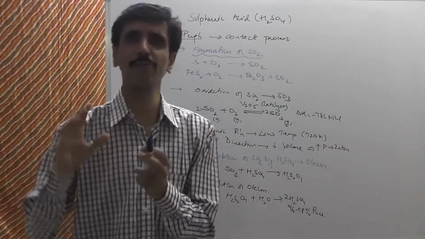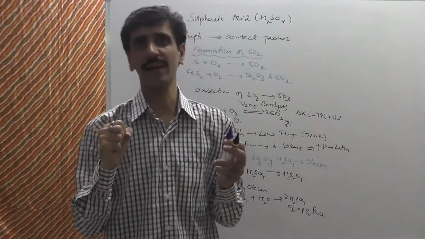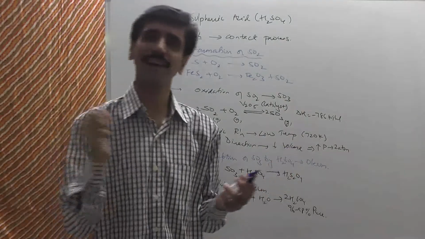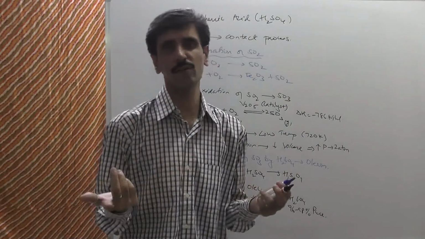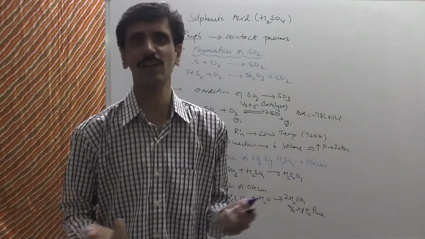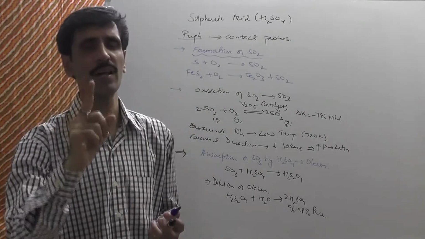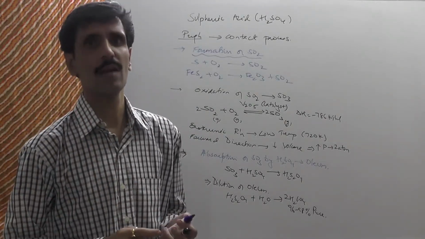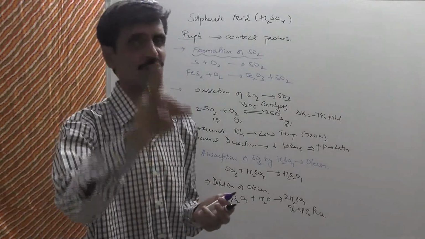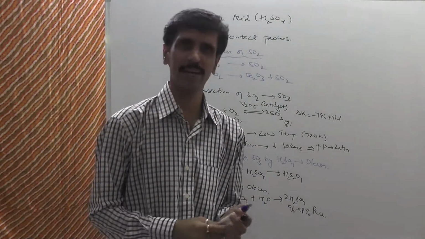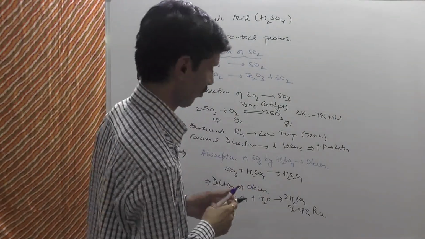Already we have sulfuric acid, so it will absorb this and give you oleum, and finally you dilute the oleum. So you get around 96 to 98% pure sulfuric acid. So these are nothing but the steps involved in the manufacture of sulfuric acid by which process? Yes, you guessed it right. It is the contact process.